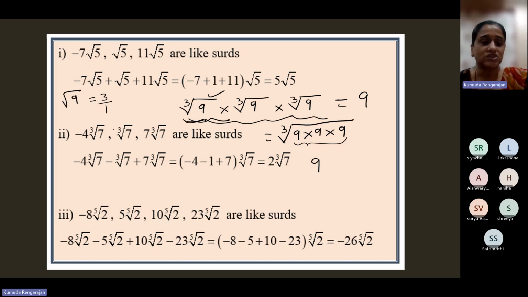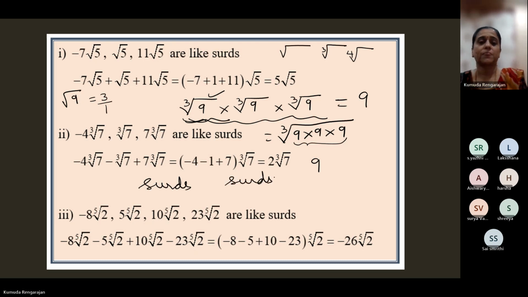Now we call such things surds. When you have the square root symbol or cube root symbol or fourth root symbol, expressions with these symbols, the square root, cube root, fourth root, fifth root, are called surds. And so we have like surds and unlike surds. We also have surds of the same order and different order. We'll see all that.